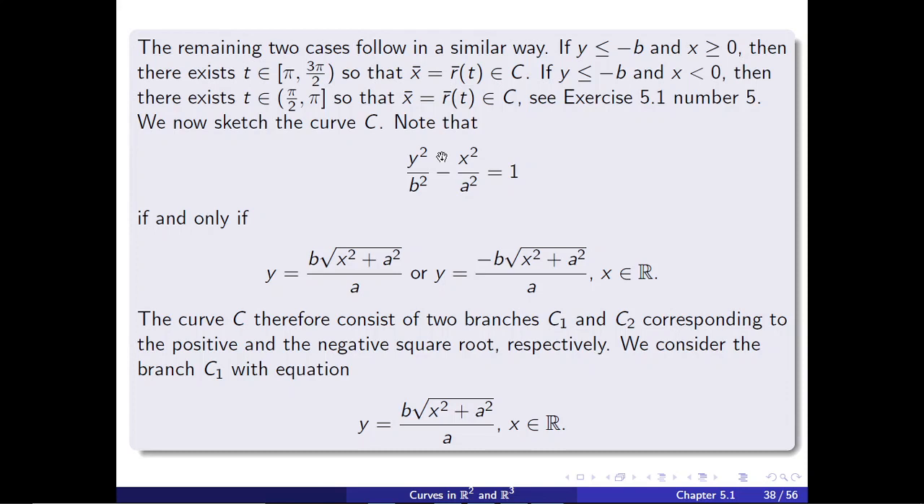So now, sketching the curve. Note that y squared over b squared minus x squared over a squared is equal to 1 if and only if, expressing y in terms of x, a and b, we get this. So we've got a positive and a negative, so we're going to separate them. The curve therefore consists of two branches, C1 and C2, corresponding to the positive and the negative square roots respectively.